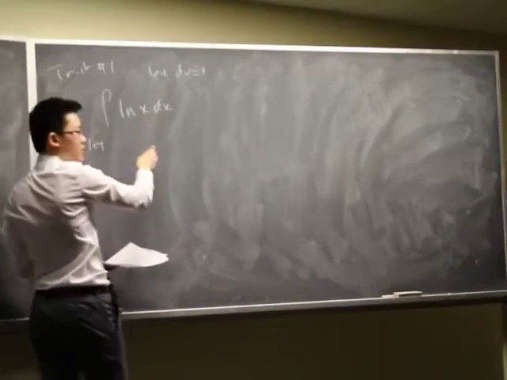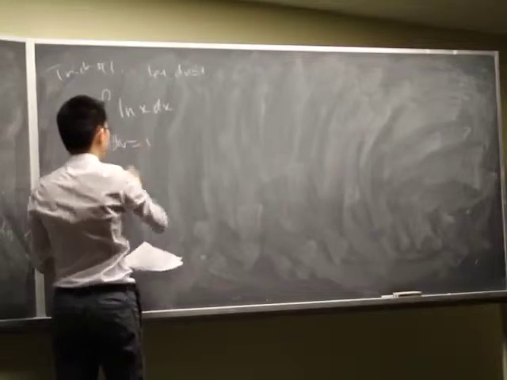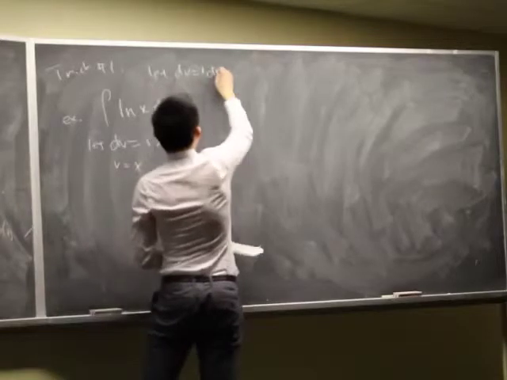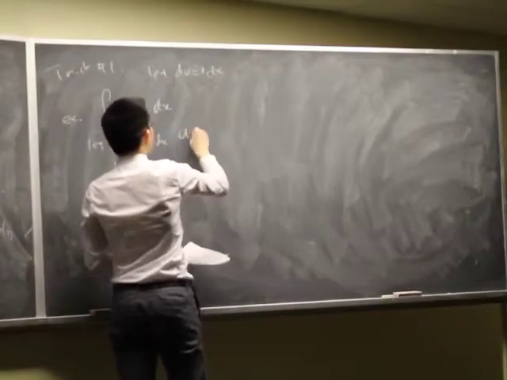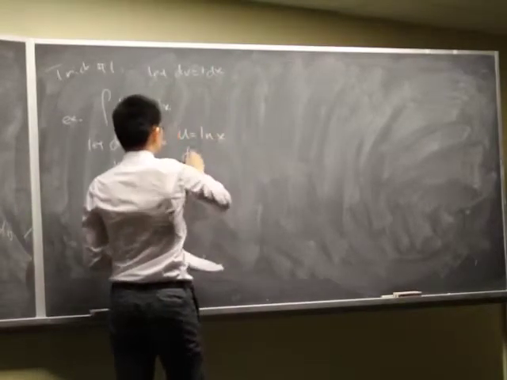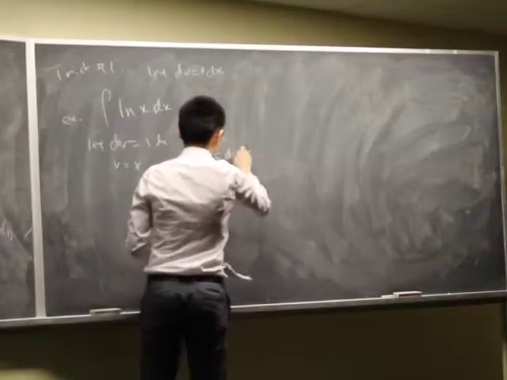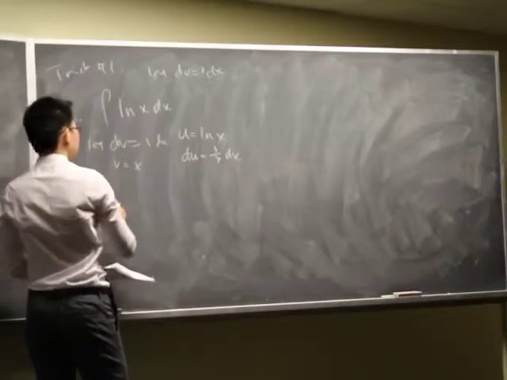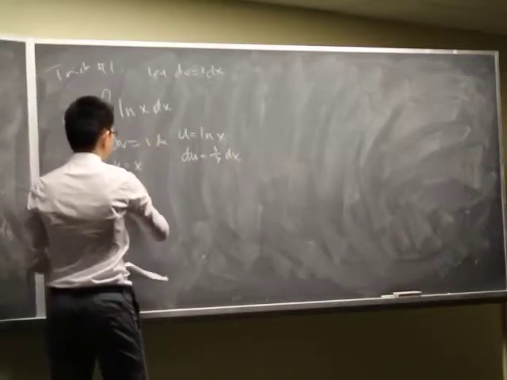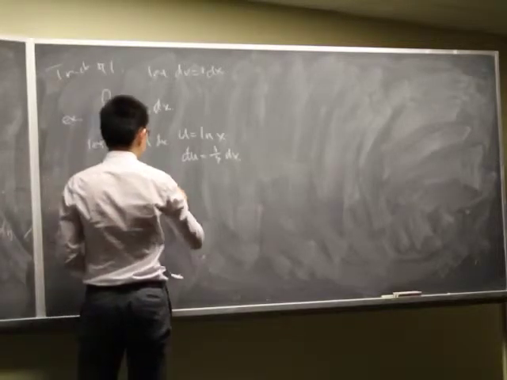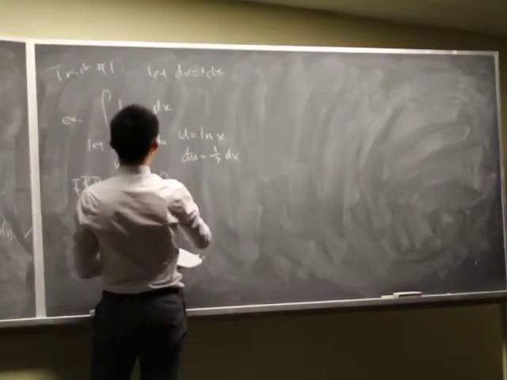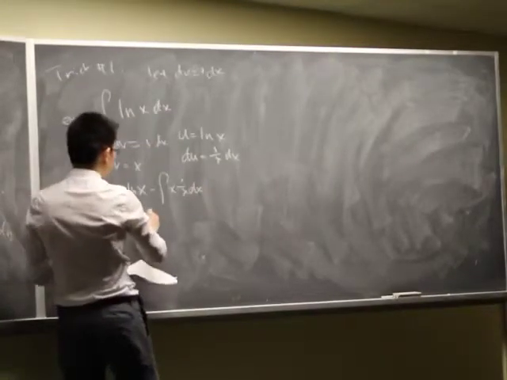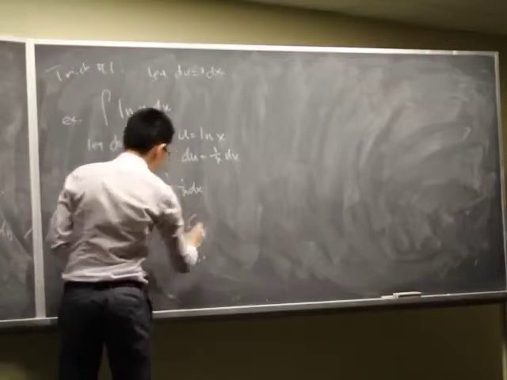We can't find this as a product of two things, so let dv equal 1, which gives us v equals x. Then u is ln x, which means du is 1 over x dx. Integration by parts: we get x ln x minus the integral of x times 1 over x dx, which is equal to x ln x minus x plus c.